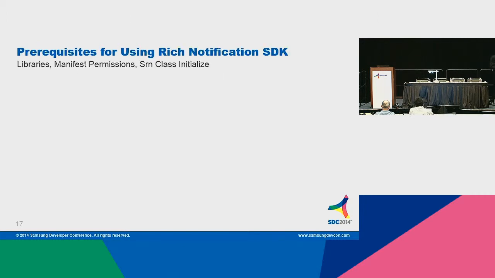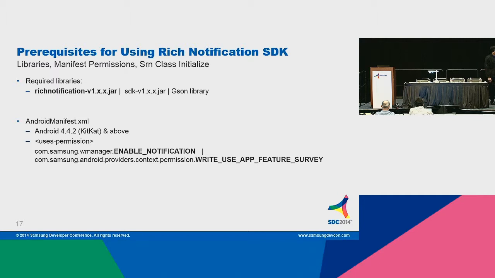The first prerequisite is to import the libraries, which are the Rich Notification library, the SDK library, which is the client library for using the Samsung SDK, and the JSON library. Second, to use the SRN, the Samsung Rich Notification library, you have to include two permissions: enable notification and write use app feature survey. Otherwise, you'll get a security exception.